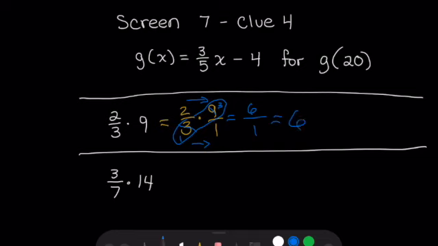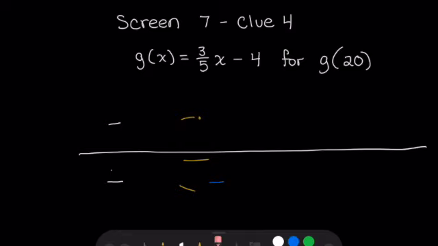Try it with this one. We would write it as 3 over 7 times 14 over 1. And then I can simplify diagonally. So 7 goes into 14 twice. And then 3 times 2 is 6 over 1, but we'll just write 6. I didn't quite mean to have the same answer on both those, but okay.